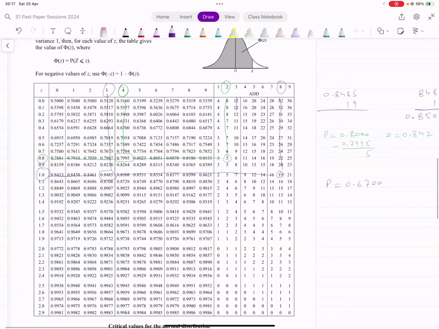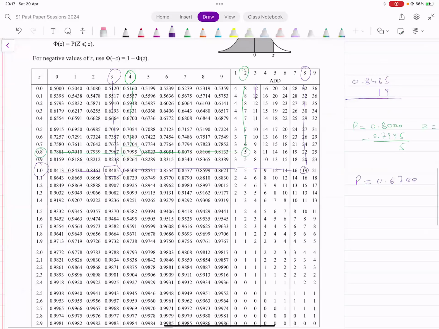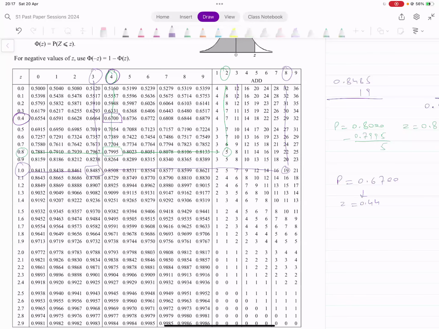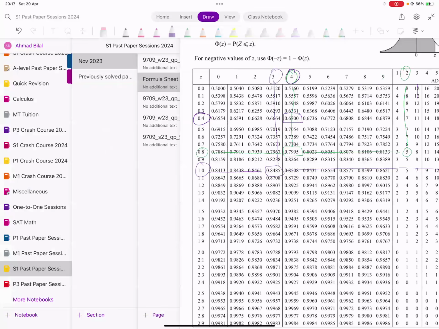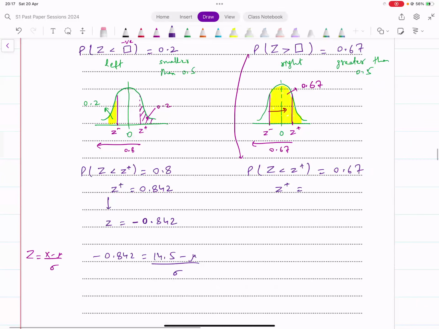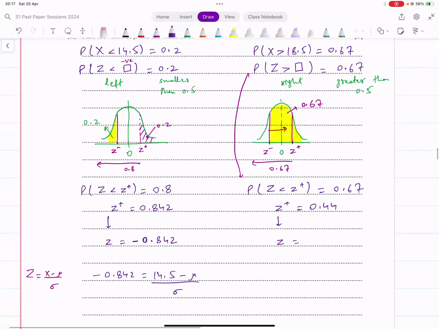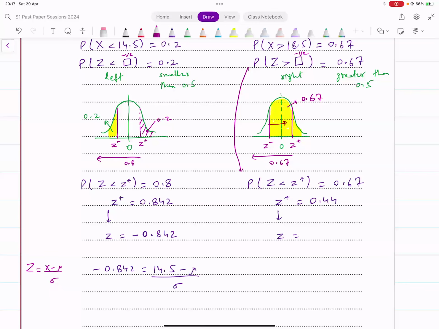6700. Okay, 6700. Where is that? Okay, we've got this exact number here. That's 0.44. So that means the positive z value that we found from the table is 0.44, but actually z was supposed to be negative. We figured that out here. Z was supposed to be a negative value. So what we do for that is we say the actual z value is supposed to be minus 0.44.